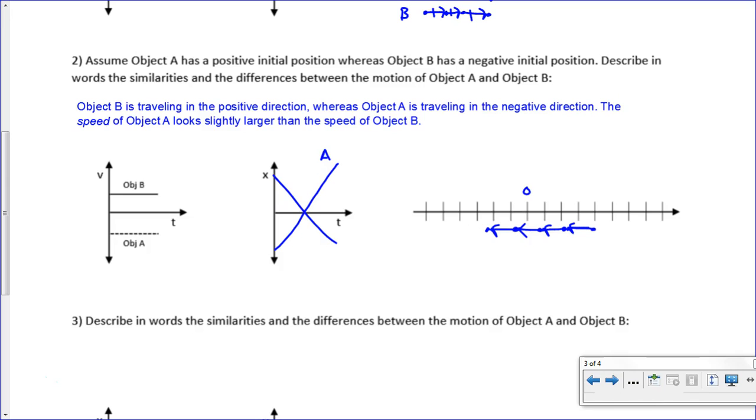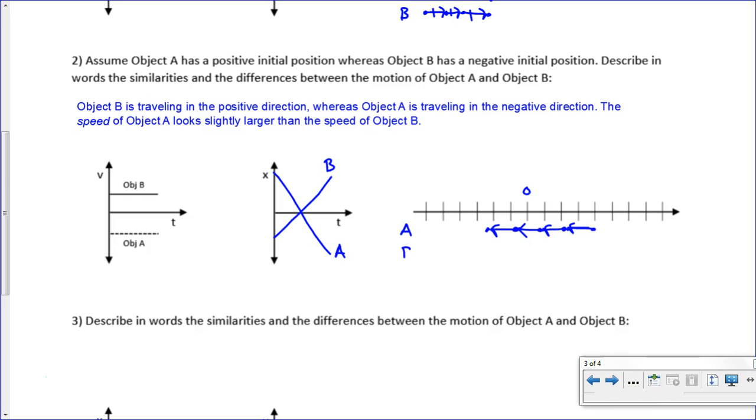Because I said object A has a positive initial position, so this one is actually B, and I'll redo this really quick here. What we want is to have A starting positive with a sharp negative velocity, whereas B starts out negative and has a slightly less slanty positive velocity. So it looks pretty good there. Alrighty, so in this case, this one was A. We've got A here, and this is B.